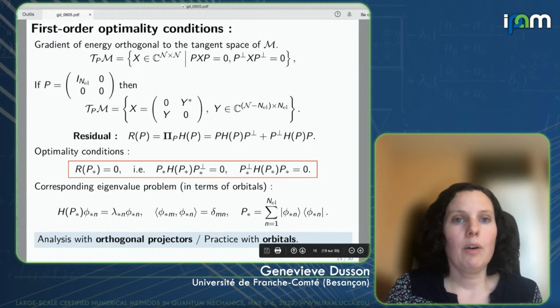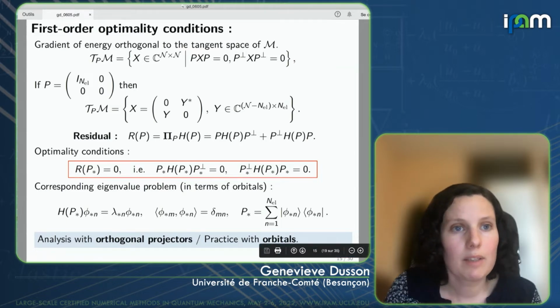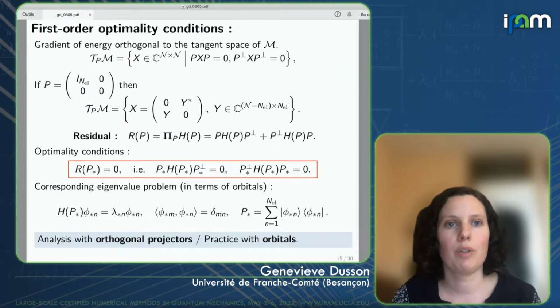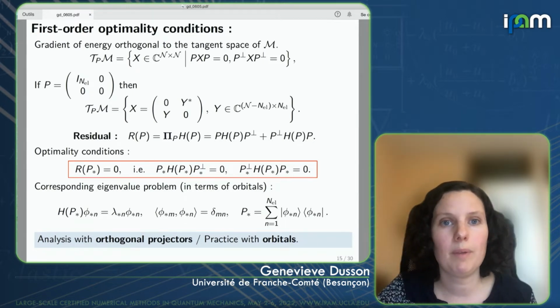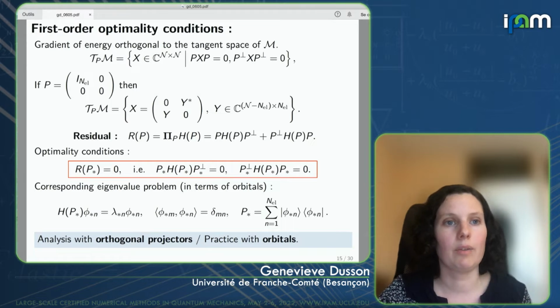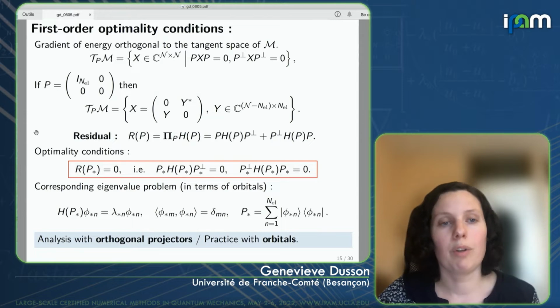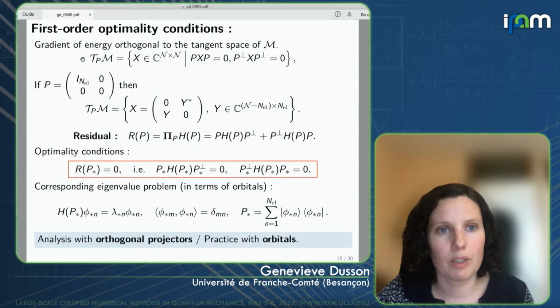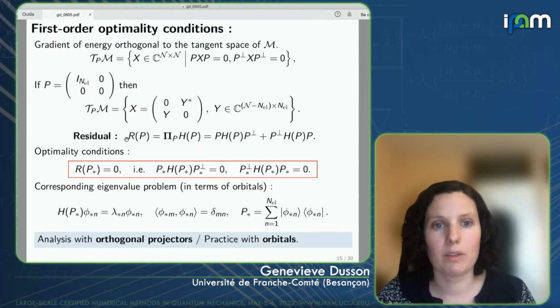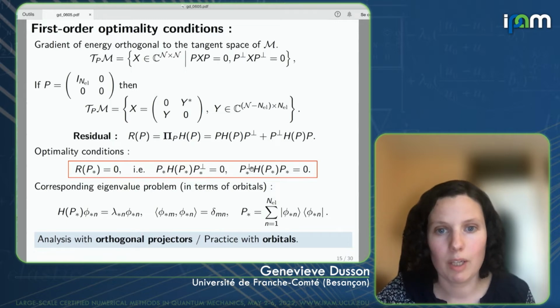Okay, so now to get back to our residual equation, we need to write down the first order optimality conditions of this problem. And so we basically need to write down that the gradient of the energy is orthogonal to the tangent space of M, the constraint manifold. And so we can do that. We can express what the tangent space looks like, and then we can write what the residual equation is. And so basically our optimality conditions were like this. So here in red.